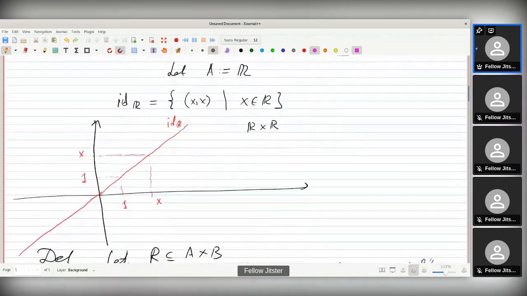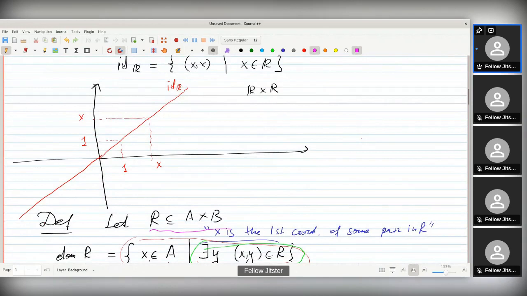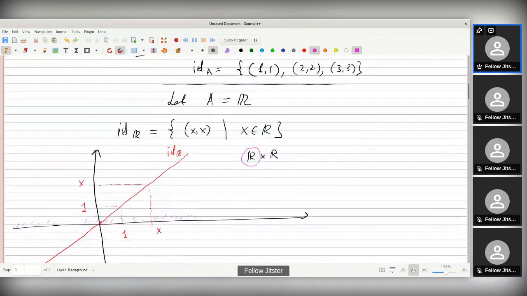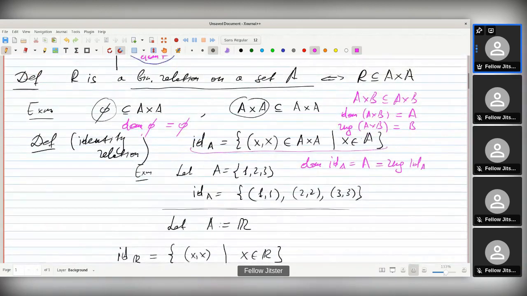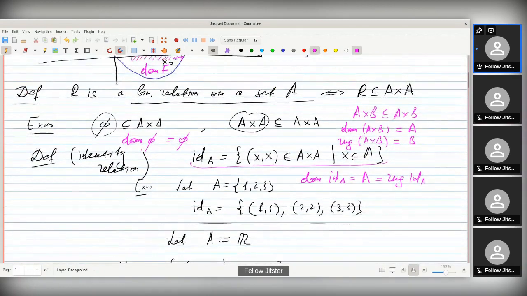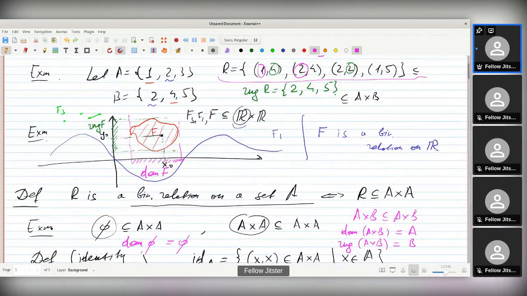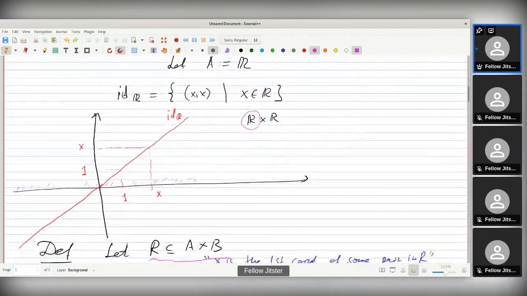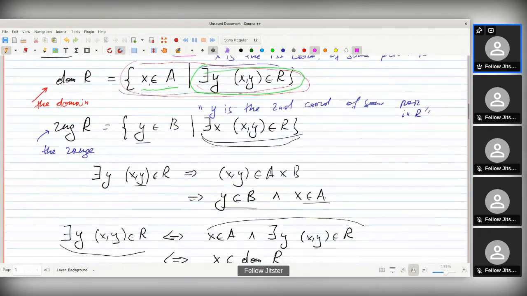You may look at this picture as well. So what is the domain? The domain is the projection to this axis. So it is R. And similarly for the range. Okay. Now we are going to introduce some operations over binary relations.